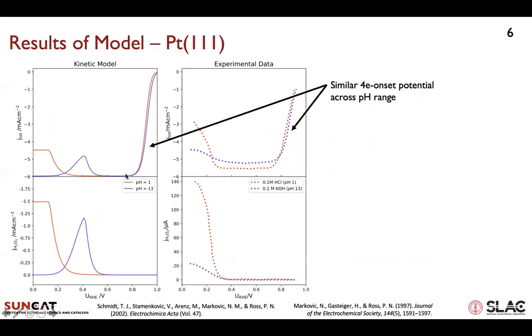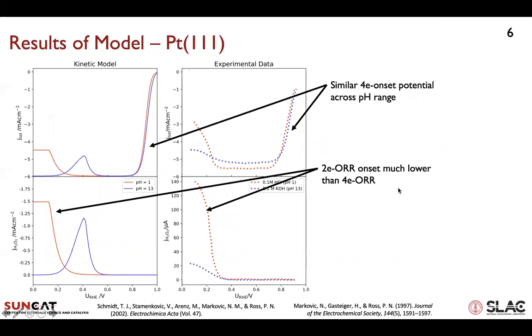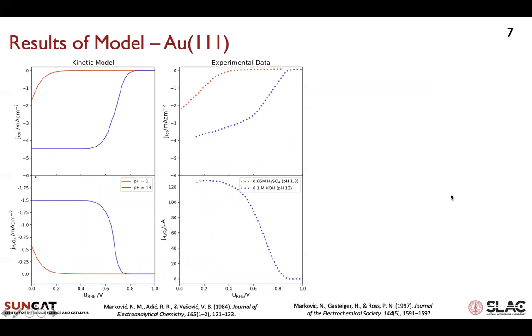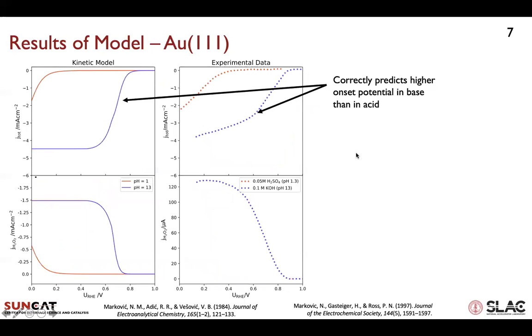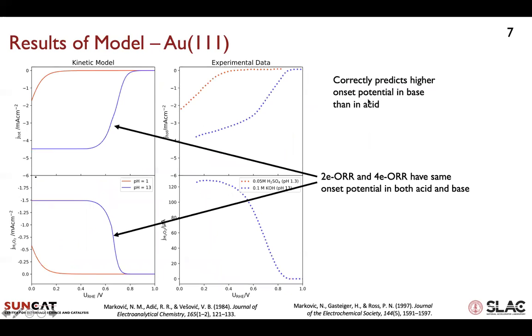Our kinetic model on the left shows that we have a similar onset potential across the pH range on platinum 111. It also shows that we have much lower onset potential for 2-electron oxygen reduction than we do for 4-electron oxygen reduction in both acid and base. On gold 111, we see that our model correctly predicts a much higher onset potential in base than in acid. It also correctly predicts that the 2-electron and 4-electron oxygen reduction reactions have the same onset potential in both acid and base. So this and this are the same.